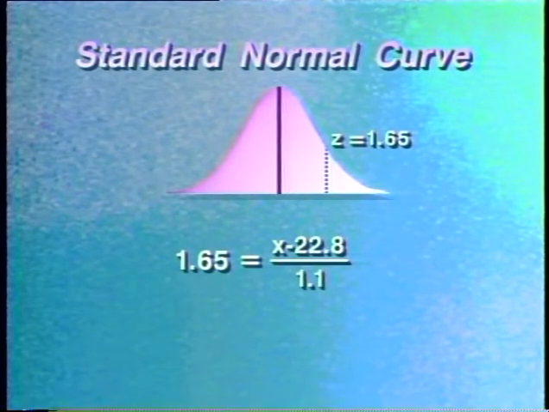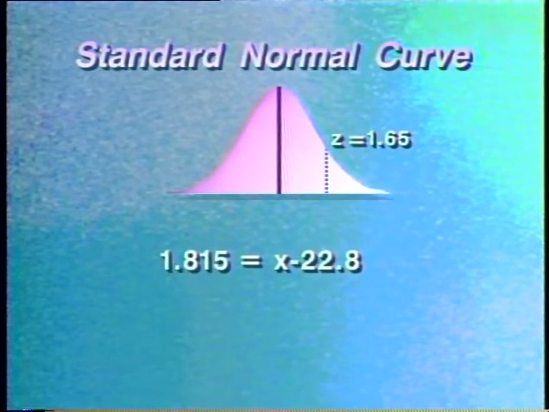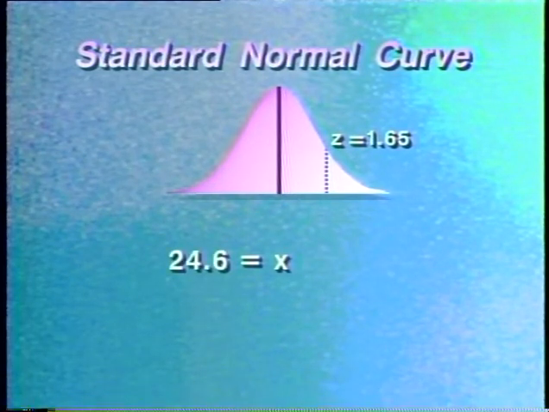Now we can solve for x using the rules of algebra. First, we multiply both sides by 1.1 to clear the fraction. Then we add 22.8 to both sides to isolate our variable, x. And our answer is 24.6 inches.